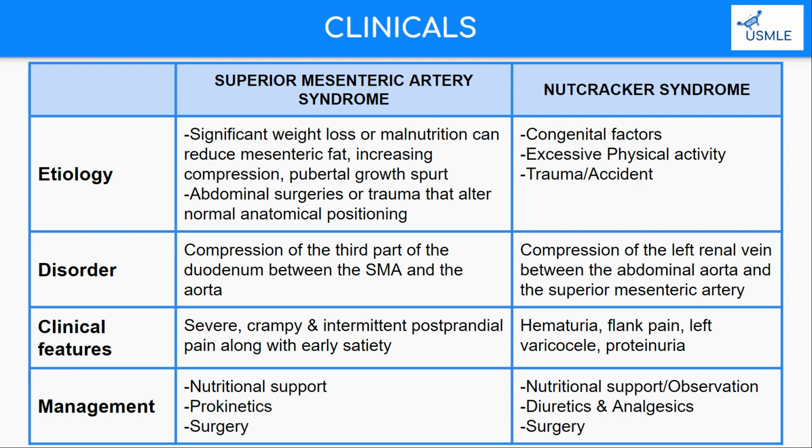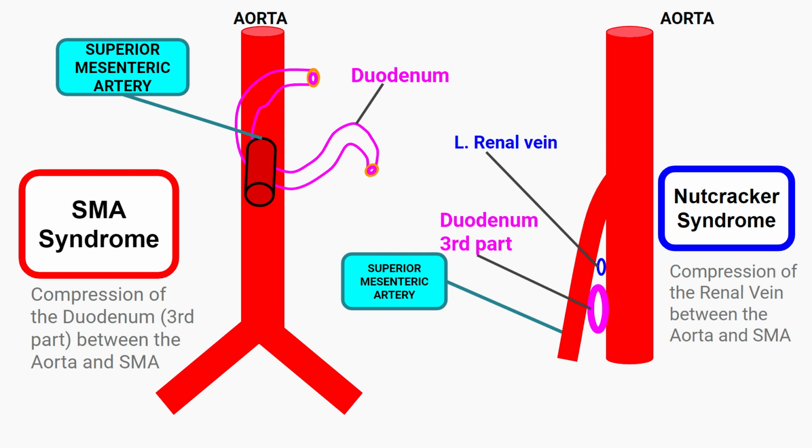Nutcracker syndrome, on the other hand, is caused by congenital factors, excessive physical activity, or trauma. It is caused by the compression of the left renal vein between the abdominal aorta and the superior mesenteric artery. It presents as hematuria, flank pain, left varicocele, and proteinuria. Again, nutritional support, diuretics, and analgesics along with surgery are helpful. Here you can see a visual illustration of how the SMA syndrome and the Nutcracker syndrome happen.